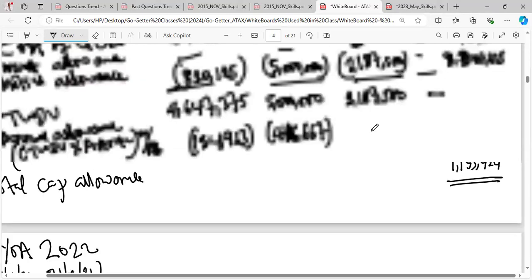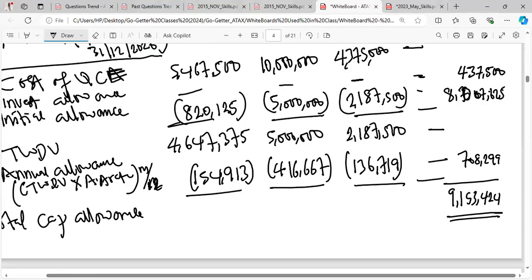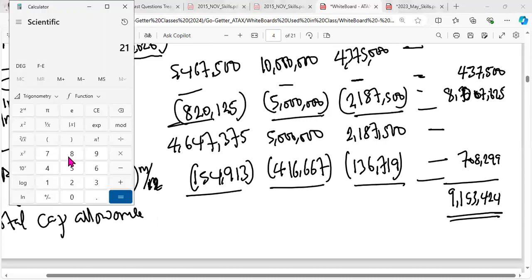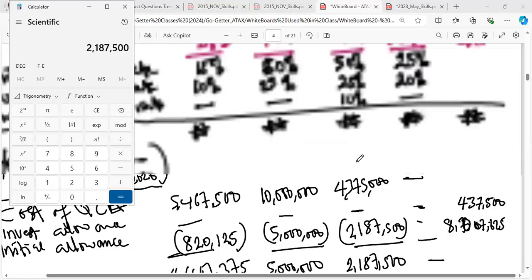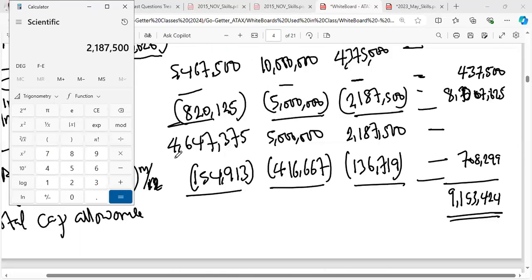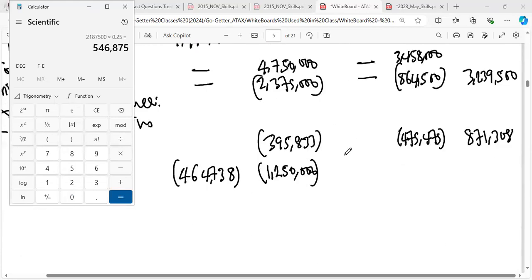And for the last one, we have something here. We have 218,700 and the same 0.25. That gives me 546,875.